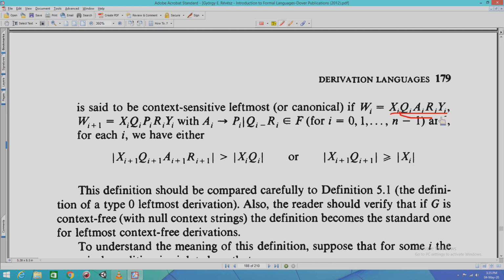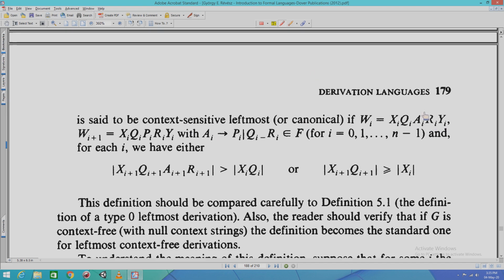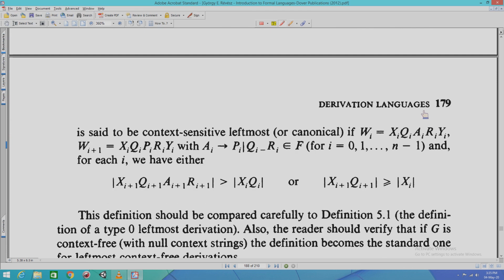if the string Wi is broken into 5 parts. The middle part of this string is the symbol which is to be replaced, and then you have the left context and right context, which are given in the production rule, and the remaining string on the left hand side and the remaining string on the right hand side. So a word, a string, is broken into 5 parts.